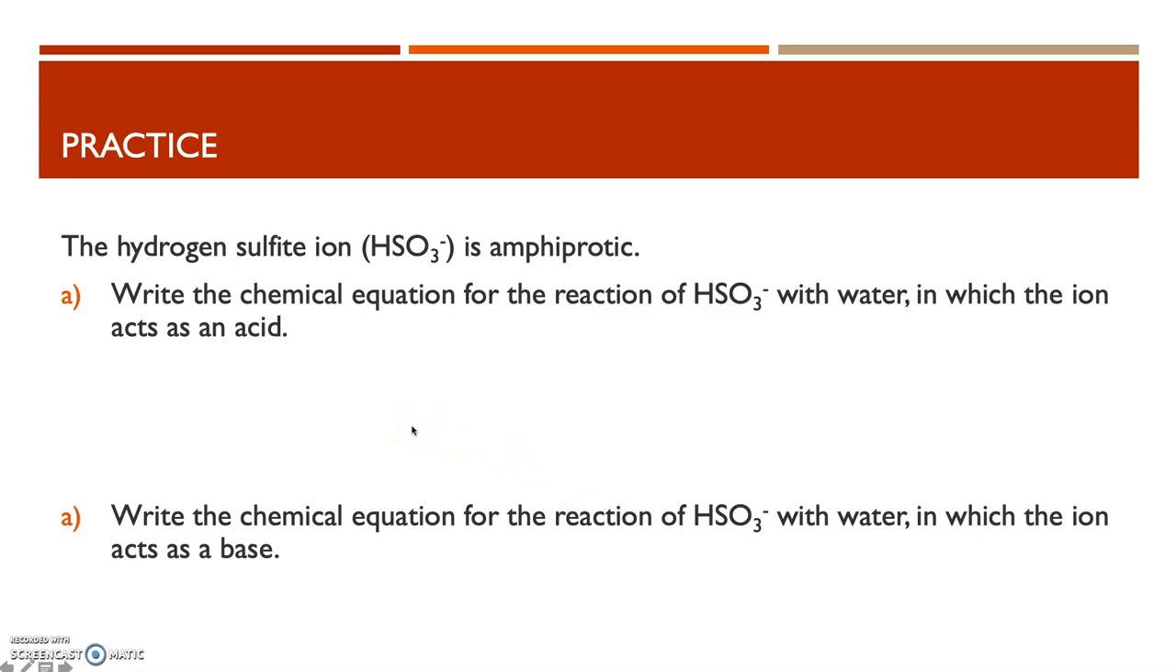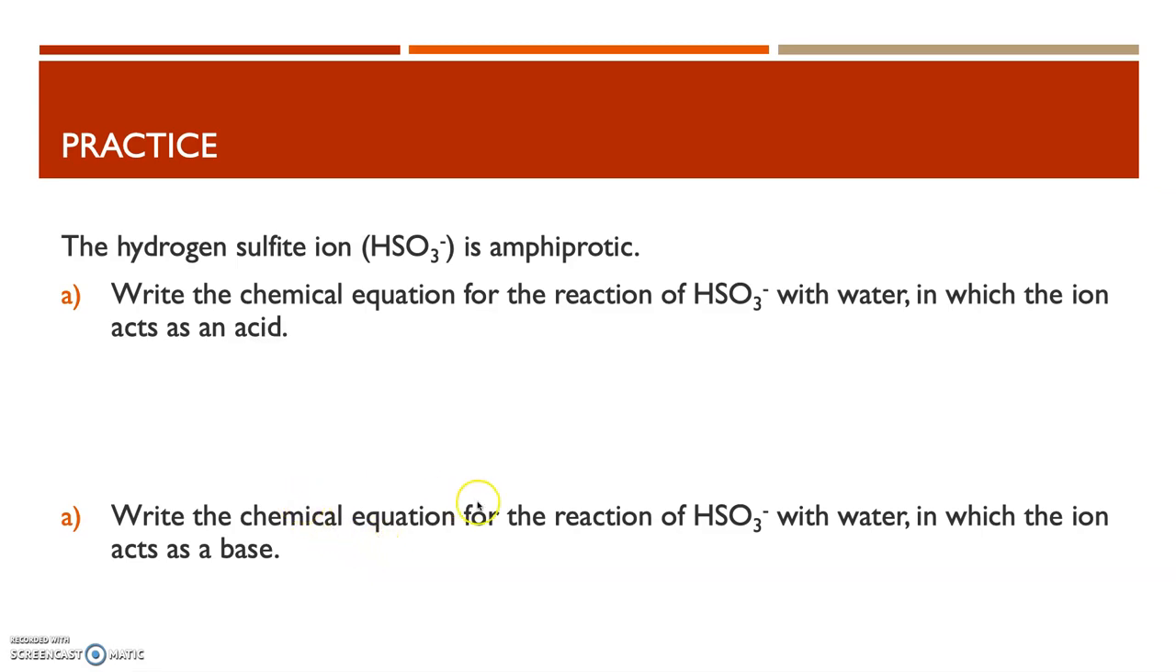So the hydrogen sulfite ion, HSO3 minus, is amphiprotic. This process that I'm about to walk through is pretty common for things that I would ask you to do, or that you need to know how to do in order to do equilibrium with acids and bases.